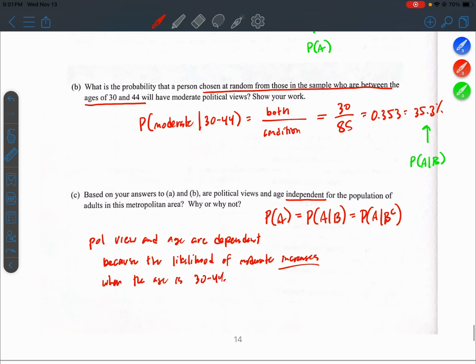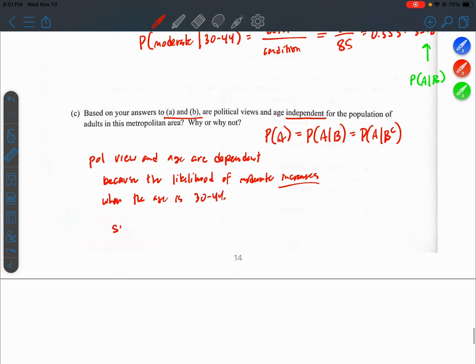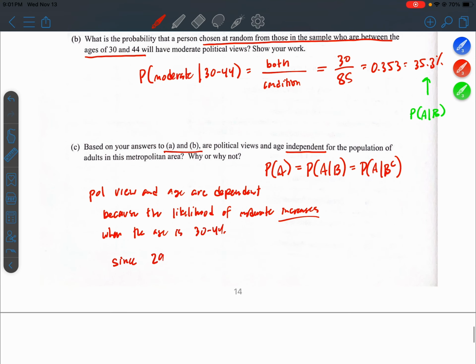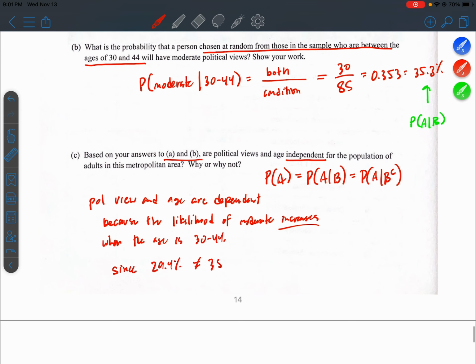Or you could simply refer to your answers to A and B and say, since those probabilities are different, that's why we conclude that the events are dependent. So since 29.4% is not equal to 35.3%, this means the events are dependent.